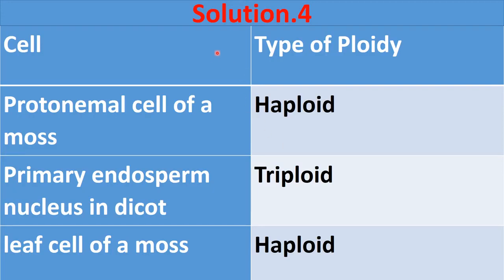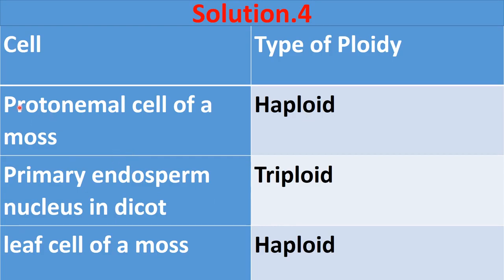Now this is the answer to question number 4 of NCERT. You need to tell the ploidy of the following cells. The names of the cells are given, and here I am telling you the ploidy, whether the cell is haploid, diploid or triploid.